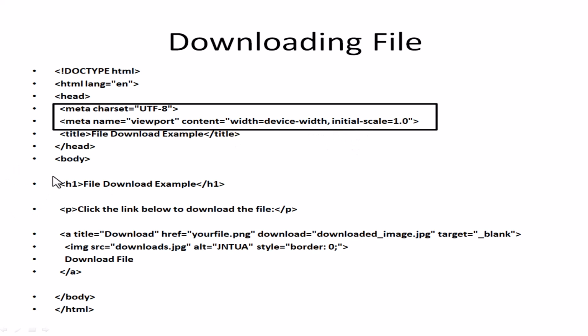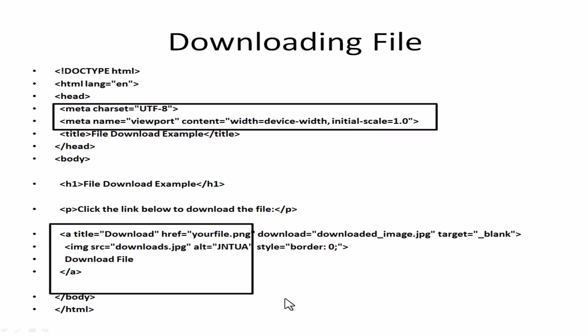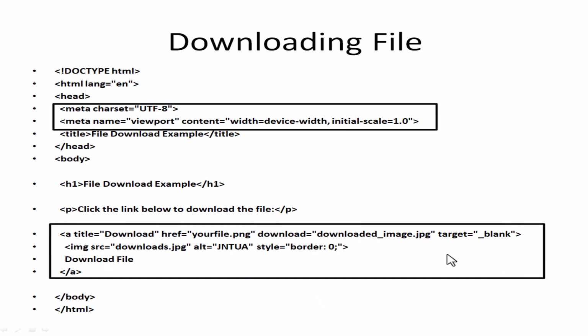Next, within the body section, we are going to use a hyperlink. A hyperlink can be clicked by using an anchor tag. Here you begin an anchor tag, and here you end the anchor tag. Now the title is download, and here you give the hyper reference, your file.png. That is the file name, whatever your file name dot png is, the particular file which you are going to upload.